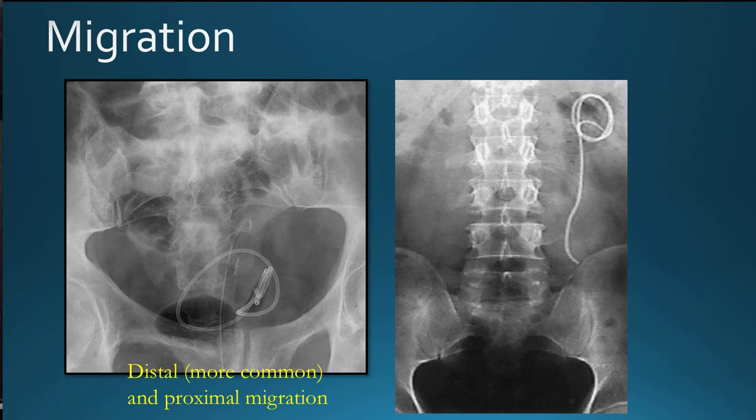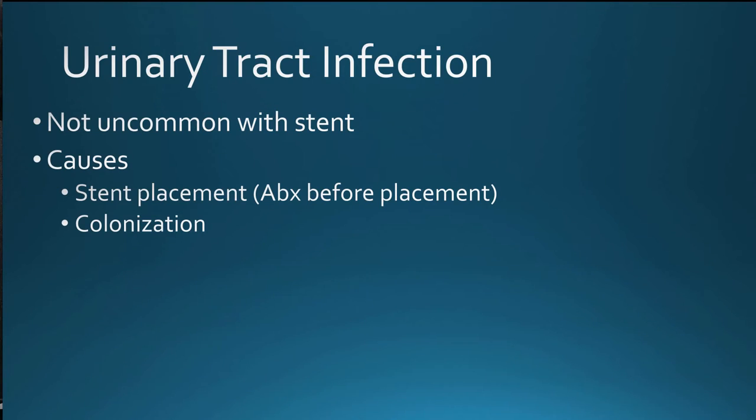Here's an example of the more common type of migration on your left, which is distal. Because of peristalsis and other factors, the body wants to get rid of the stent, and so it typically is pushed distally, and in this case coiled in the bladder. It can occasionally migrate proximally. The stent can migrate proximally, so-called fish reeling, as the image on your right shows. So a couple examples of migration.